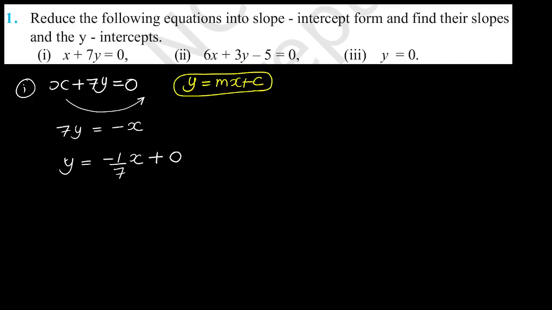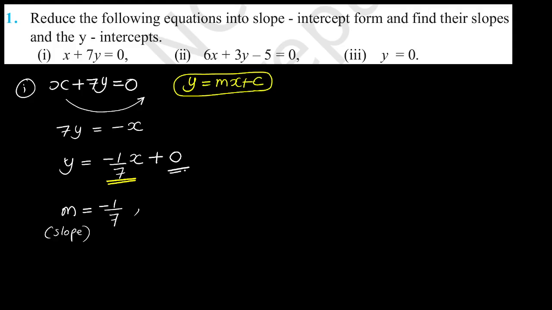What is the application of this representation? Once you express it in y equal to mx plus c form, we are able to find the slope. This is the slope. So from the equation of the line, we are able to find the slope. So m equal to minus 1 by 7, which is the slope.